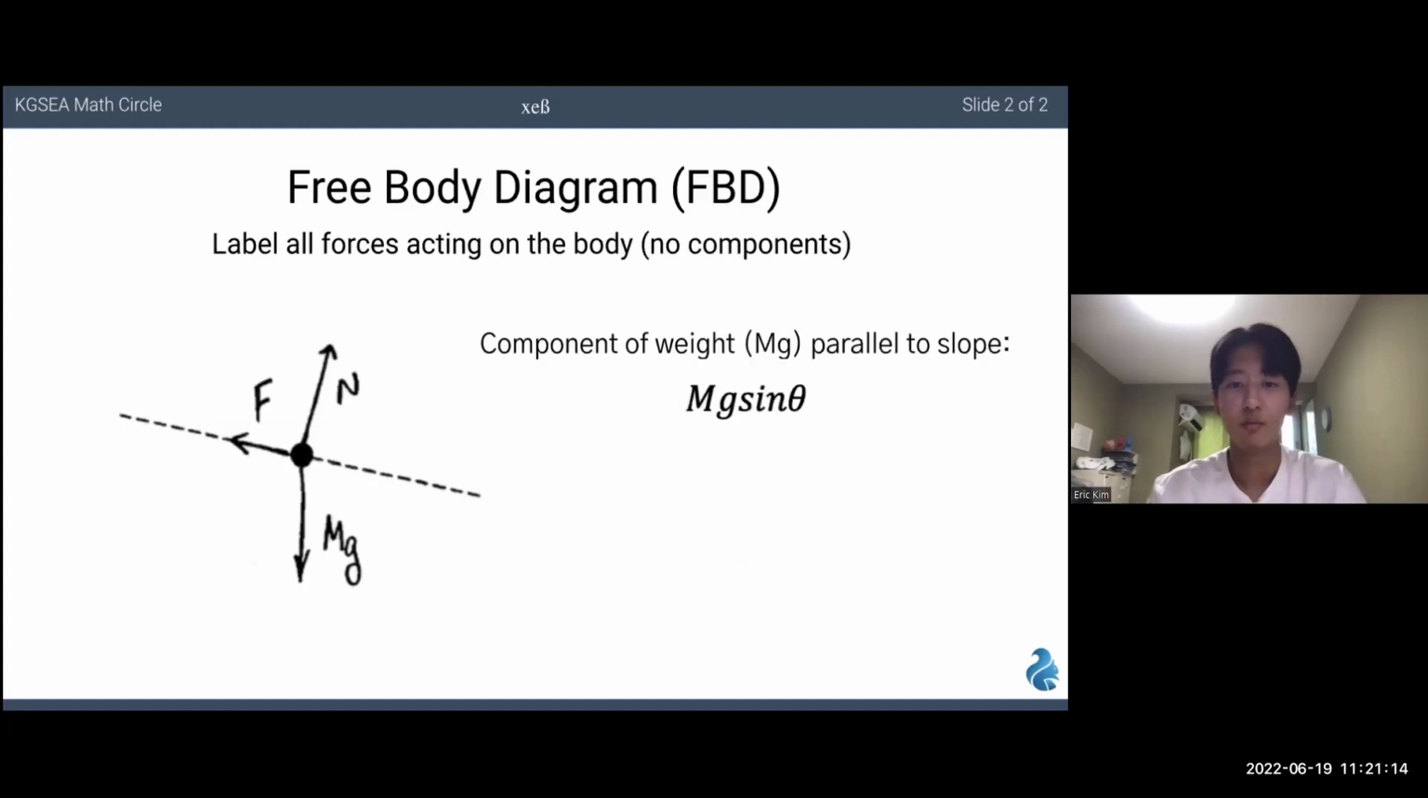Okay, so before we begin solving the problems, it's always a good idea to draw a free body diagram so we don't get lost later trying to differentiate between force components and actual force vectors. In this scenario, the only forces are the normal force, weight or mg, and the drag force. Also note that the component of weight parallel to the slope is mg sine theta, which will be used later.